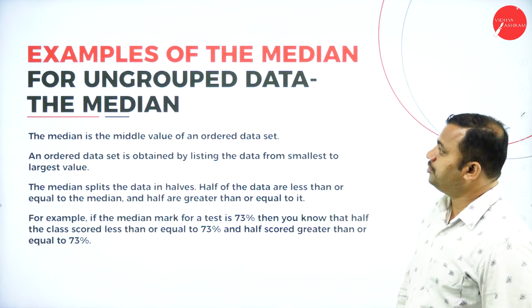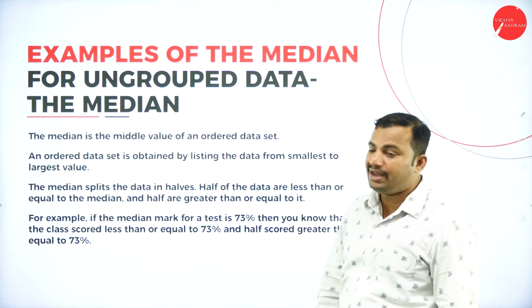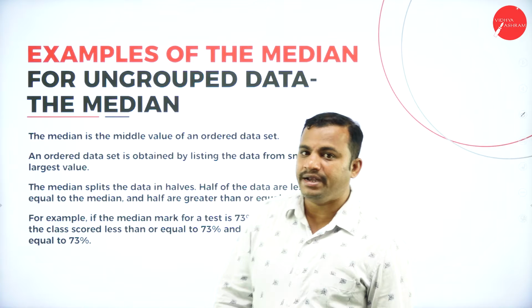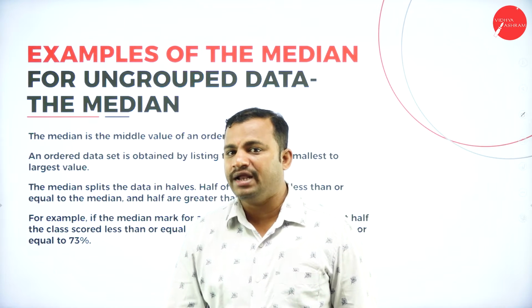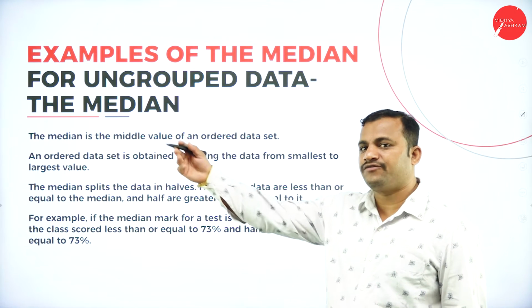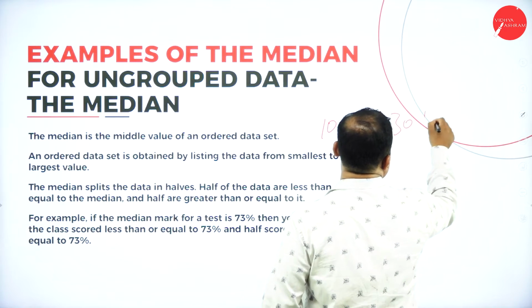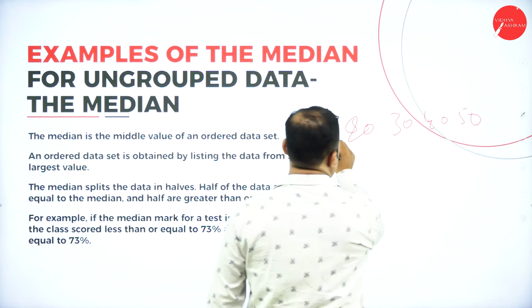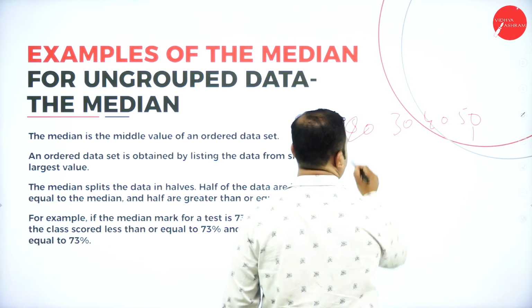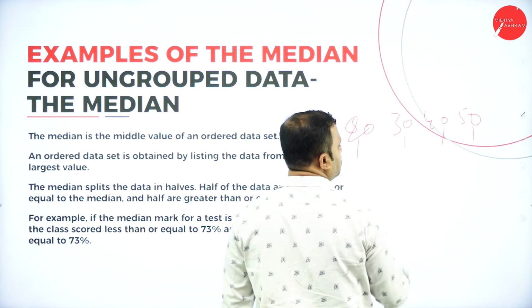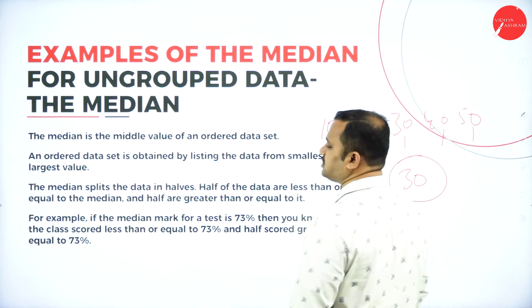Median for ungrouped data. How can I find out the median? Suppose I have data items varying as 10, 20, 30, 40, 50, and so on like this. I have one item towards this side, one item towards the other, which is the middle element, 30. So 30 is the median of this.